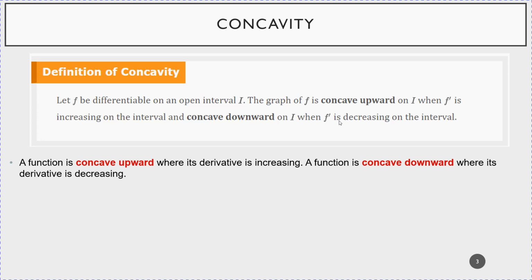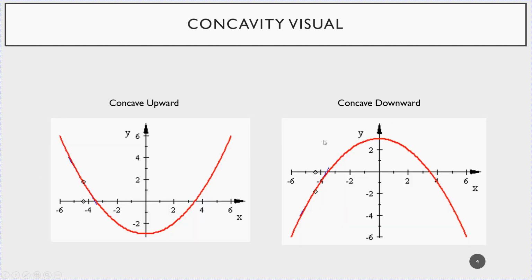Breaking this down a little bit, a function is concave upward where its derivative is increasing, and concave downward where its derivative is decreasing. So you can see what this means, here are two graphs. The one on the left is a graph of a concave upward function. The blue line is the tangent line, and as x increases, the slope of the tangent line is increasing. So it's turning leftward, you can see it there. That's what it means to be concave upward.